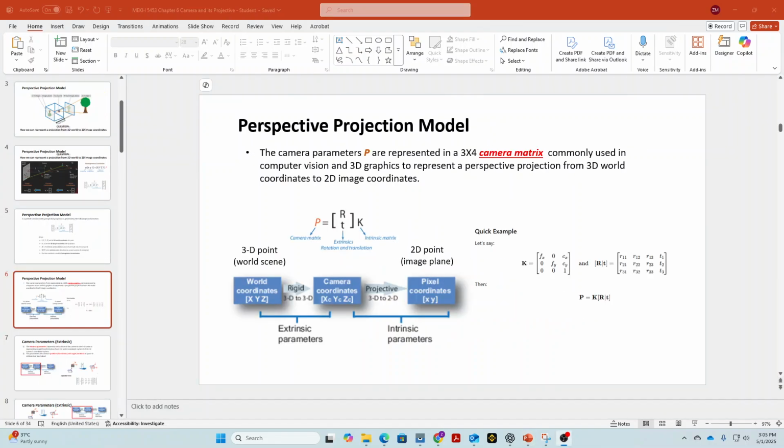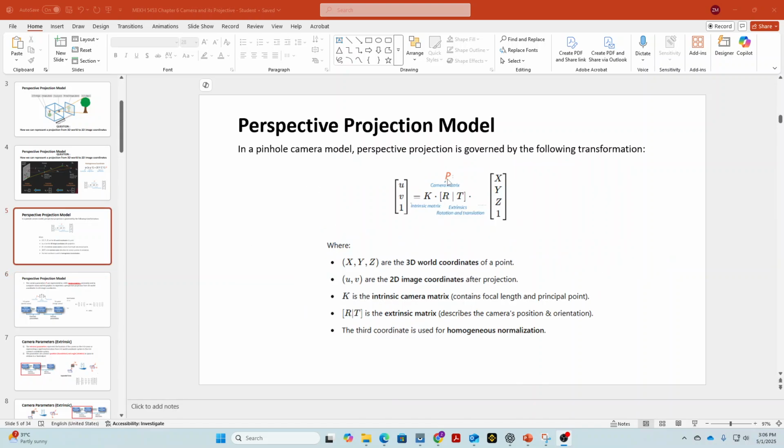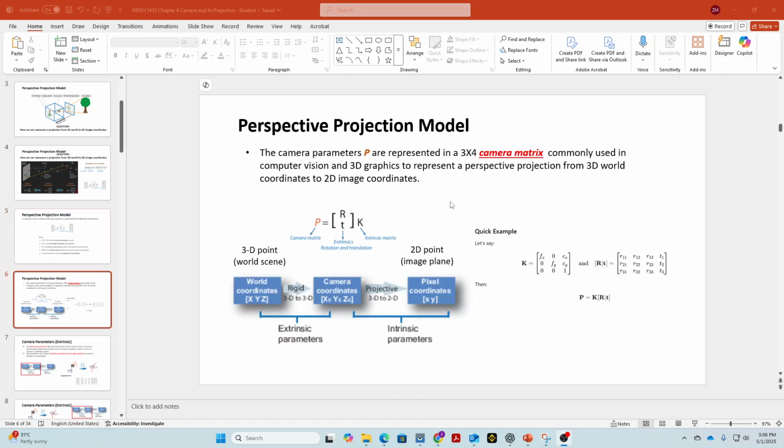Then, let's dive down on the camera matrix just now. So this is the camera matrix P. So what is actually K and RT? P is equivalent to K and RT. These are both matrix transformations.